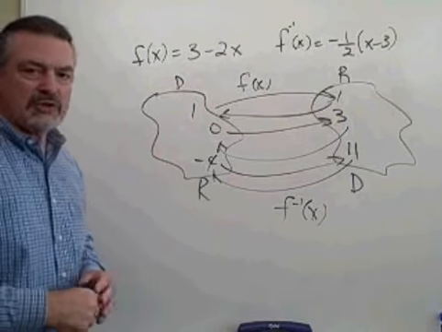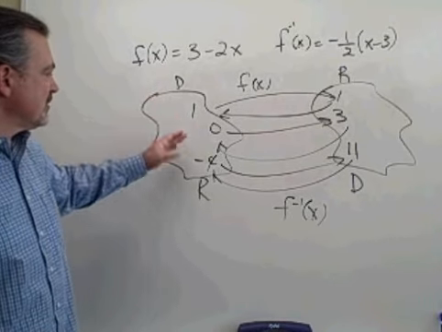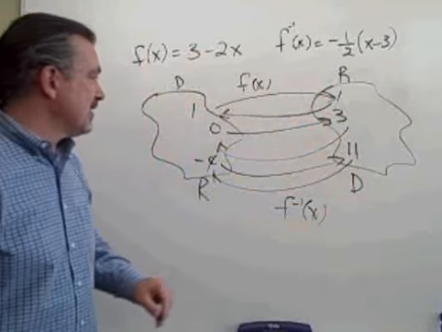And that's the way it always works for functions and their inverses. The domain of the function is the range of the inverse. The range of the function is the domain of the inverse.